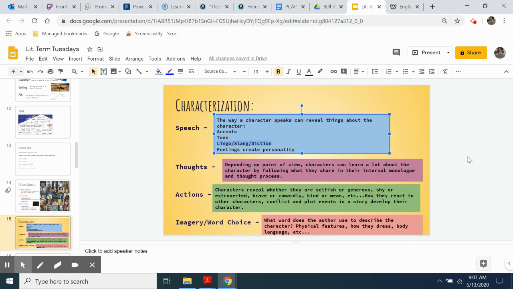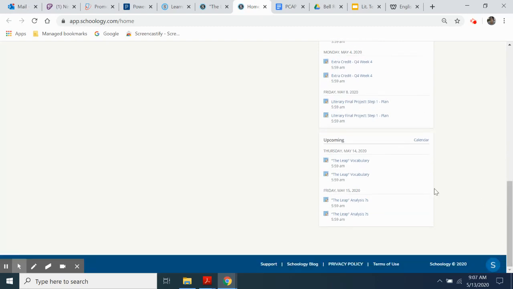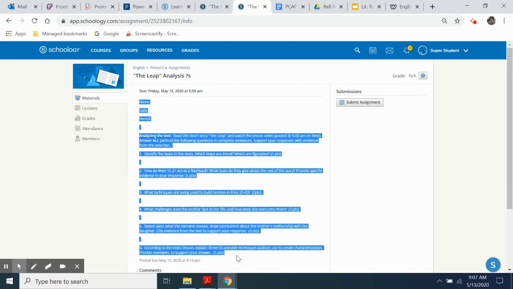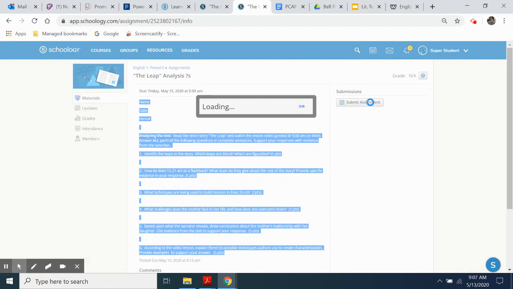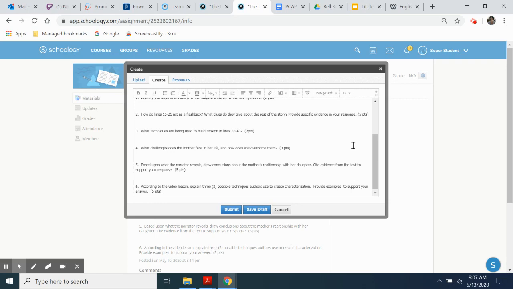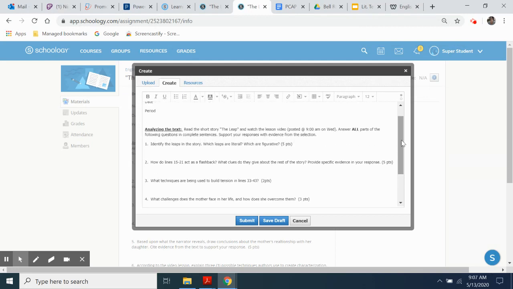So I think that will help you get through your assignment today, which is in Schoology. And just as a reminder, you go out to Schoology, you click the assignment, which will be your LEAP analysis questions, and you'll copy and paste those into the Create tab. So I just highlight, I copy them, Control C, then I go to Submit, and it will load. I have like a gazillion tabs open. I'll click create, and then you can see it's a document here. And I can start answering those questions. And answering in complete sentences. Remember, part of your grade, it does say you use evidence from the selection. So make sure you're doing that.